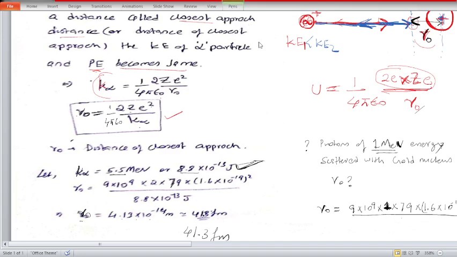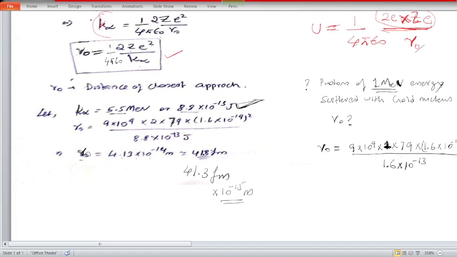When you convert that into joules, 1 mega electron volt equals 1.6 into 10 raised to minus 13 joules. Just substitute all those values, then you will get R0. If you calculate this expression, it comes to around 11.4 into 10 raised to minus 14 meter, or you can say 114 into 10 raised to minus 15 meter, which is equal to 114 femtometer.